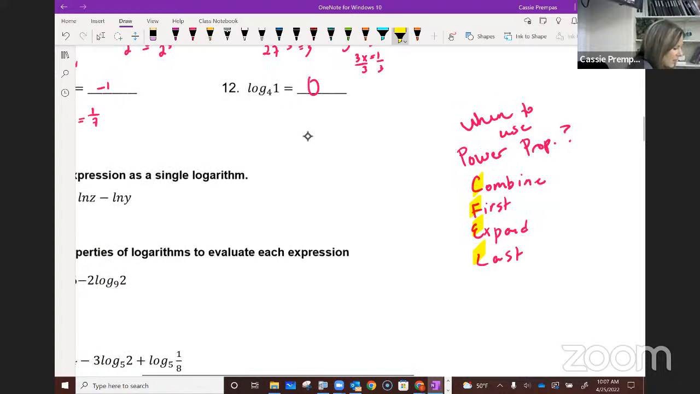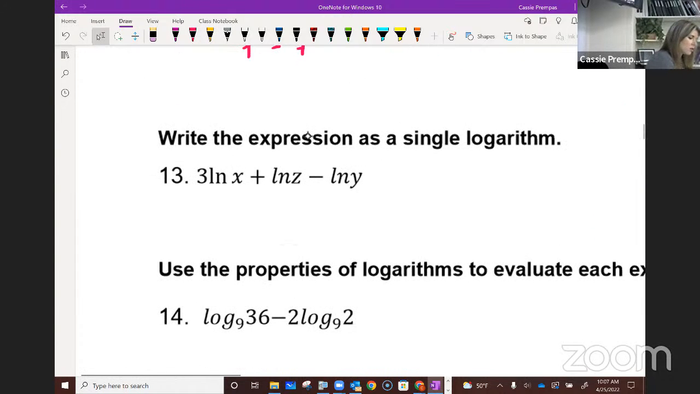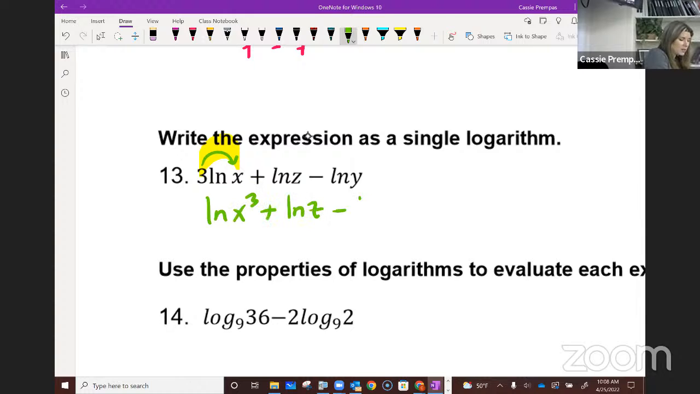Okay, with that said, looking at number 13, are we combining the logs or expanding them out? Combining. So what do I need to do first? Use the power property. Put the 3 up to the x. That gives me natural log of x cubed plus natural log of z minus natural log of y. Then I just work left to right.